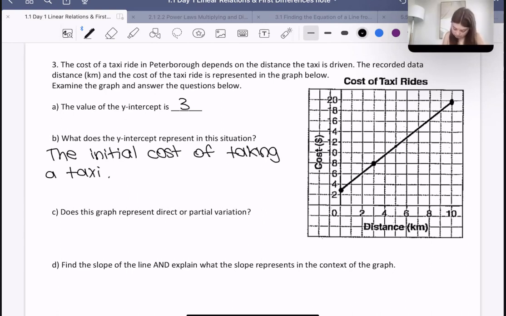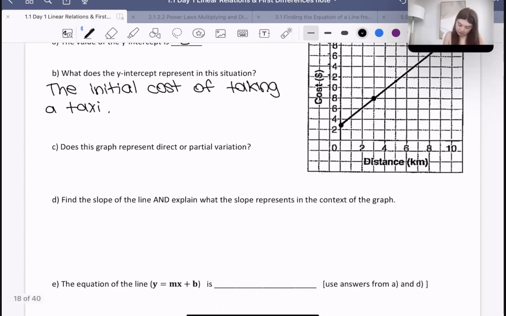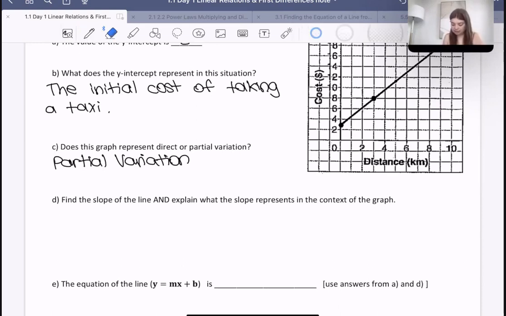Good. Okay. C says, does this graph represent direct or partial variation? It represents partial variation. Now, why? Well, that's because the y-intercept is not 0. So there is that initial surcharge before we can even take the taxi anywhere. We must pay $3 just to do anything with the taxi.